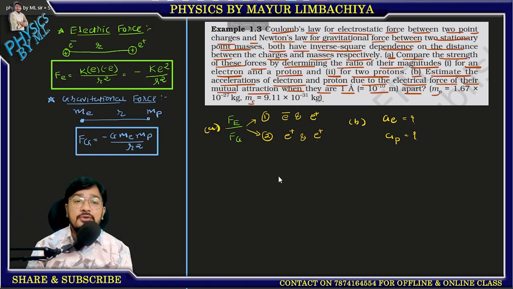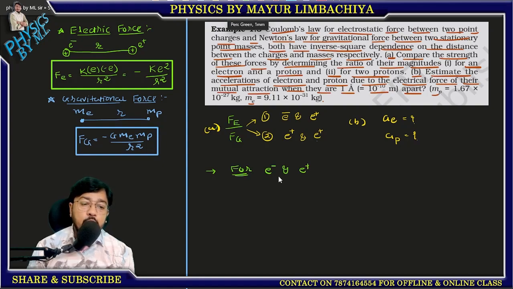In the first scenario, I will first find out the equation for electrical force, and then I will find out the equation for the gravitational force, and then we will do the ratio. So for electron and proton, the electrical force can be written as minus k e square divided by r square.